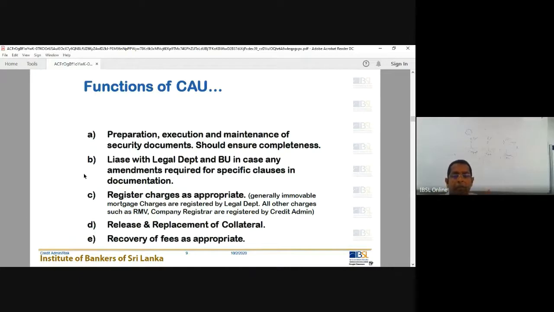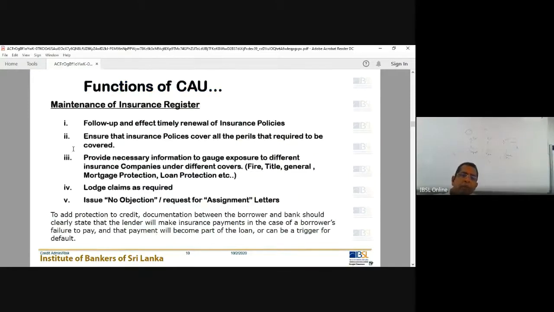Right? Release and replacement of collateral. Once the facility is fully paid, you have to release. That's a function of CAU. Recovery of fees, upfront fees, monthly fees, all those fees is CAU's function. Maintenance of insurance and registry. Insurance registry is the key item. If something goes bad, that is the way of transferring the risk. So insurance needs to be perfectly up to date. So this registry needs to be handled by a central place, CAU. Renewals, then exposure to different insurance companies, different sectors, those things need to be monitored by CAU, right? Providing no objection letters, putting claims, and everything has to be done by this unit, independent.